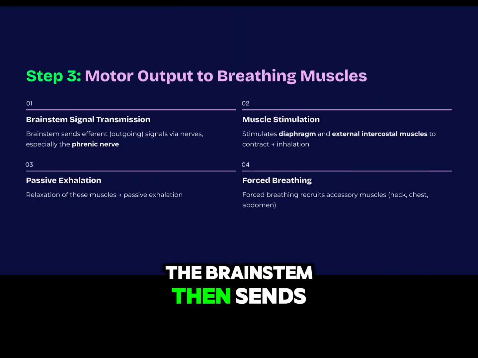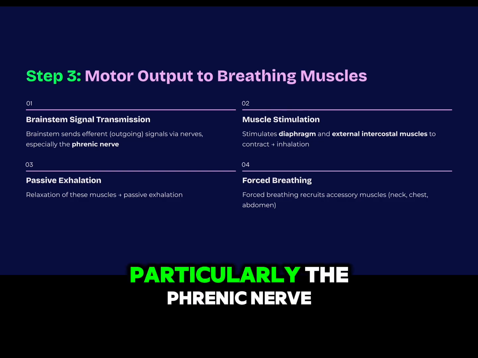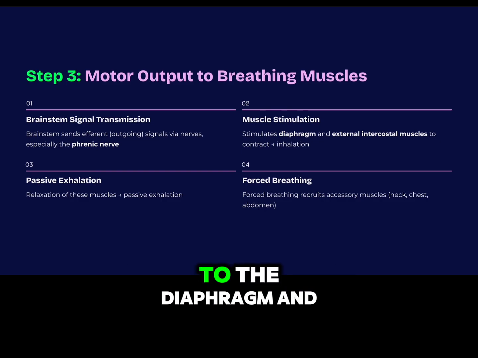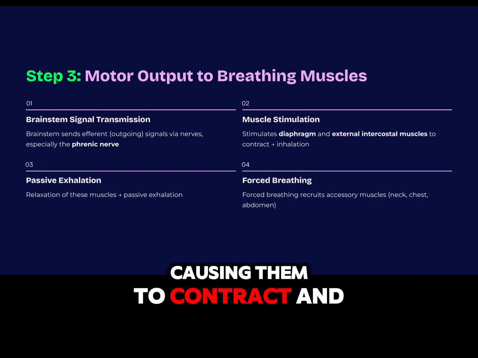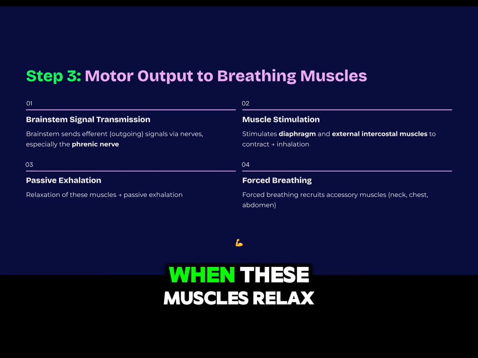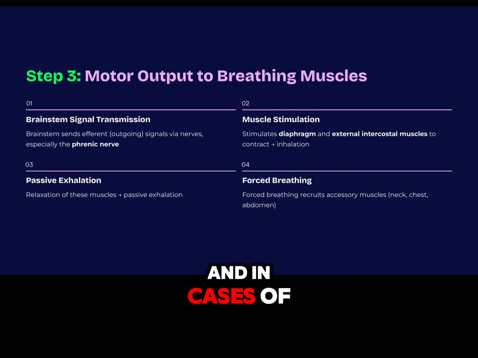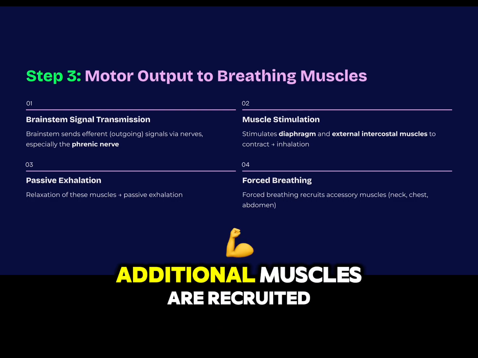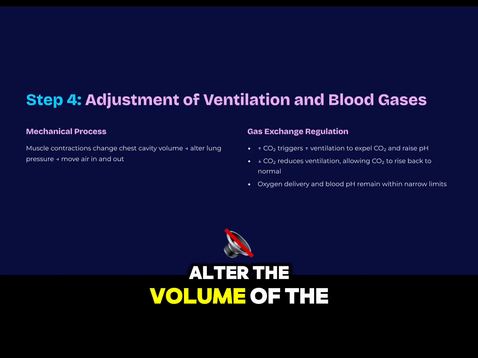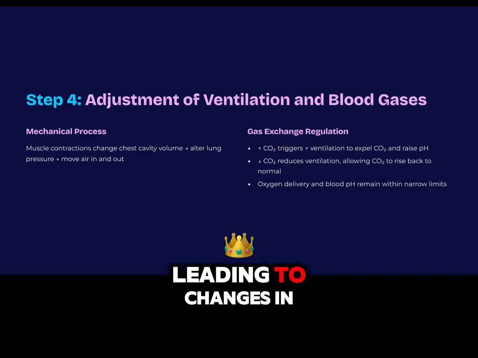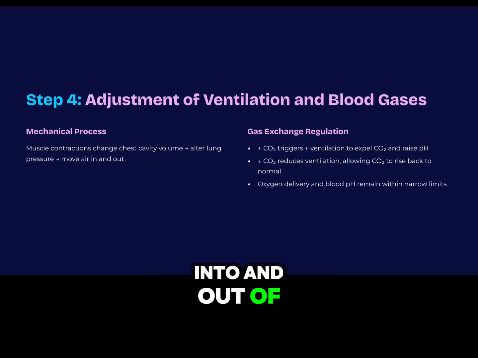The brainstem then sends efferent or outgoing signals via nerves, particularly the phrenic nerve, to the diaphragm and intercostal muscles, causing them to contract and initiate inhalation. When these muscles relax, exhalation occurs, and in cases of forced breathing, additional muscles are recruited. Changes in muscle activity alter the volume of the chest cavity, leading to changes in lung pressure and movement of air into and out of the lungs.